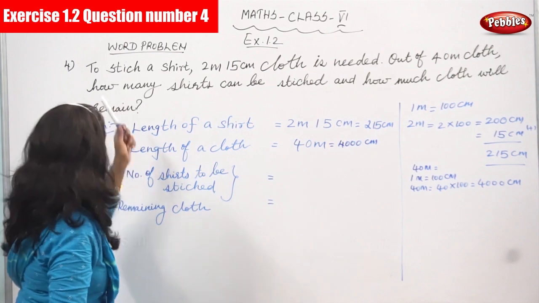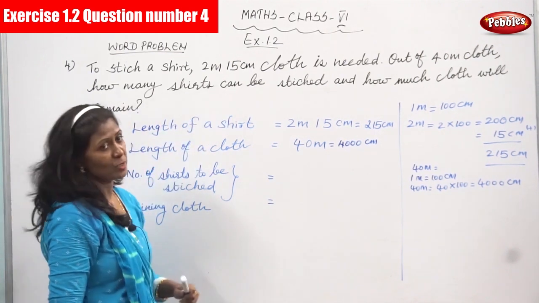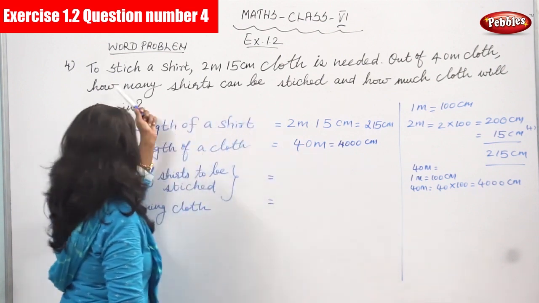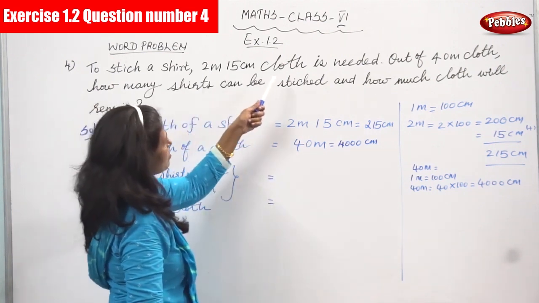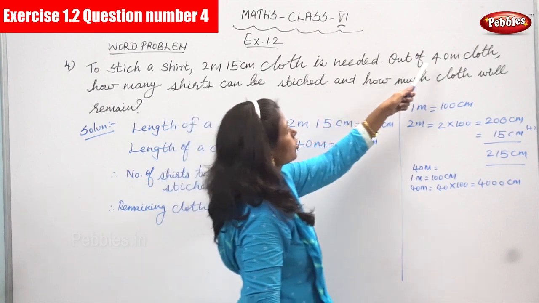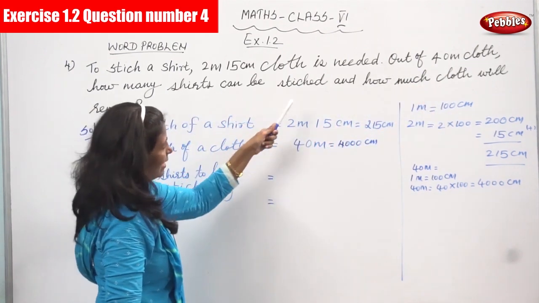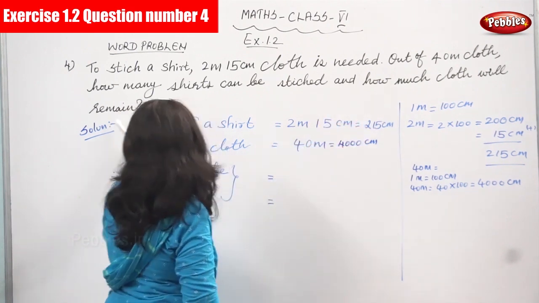I'll repeat. To stitch a shirt, 2 meter 15 centimeter cloth is needed. Out of 40 meter cloth, how many shirts can be stitched and how much cloth will remain?